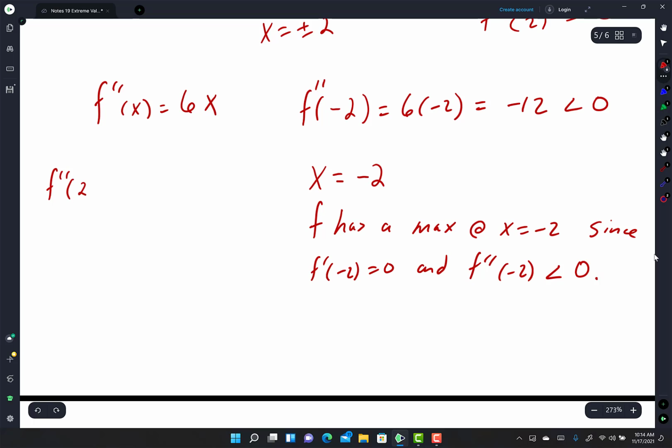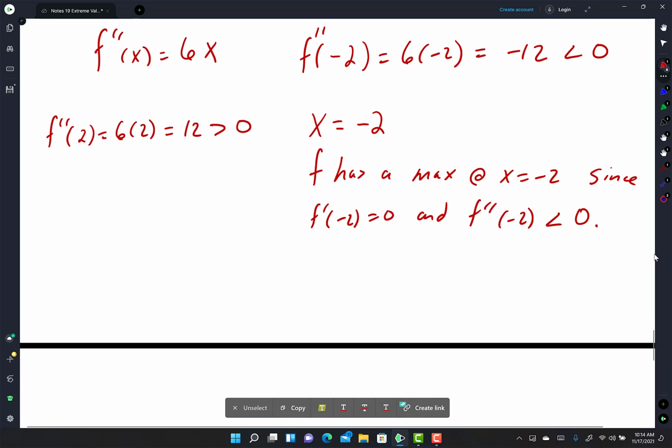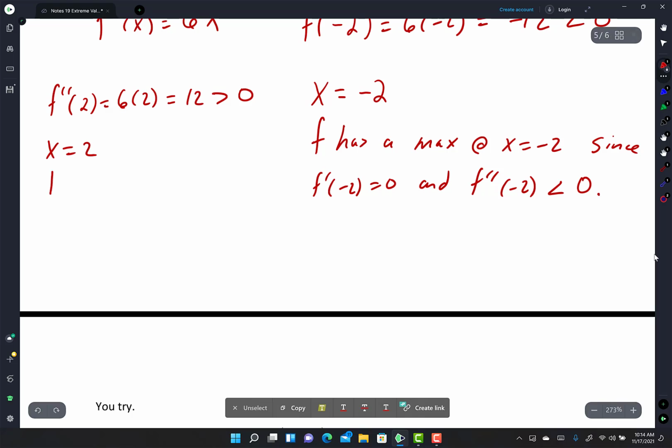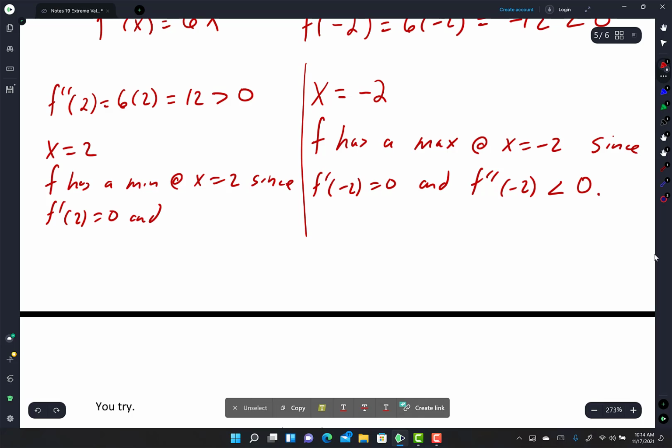F prime prime at 2 equals 6 times 2, which is 12, which is definitely bigger than 0. So what does that tell you about x equals 2, f of 2? So you're concave up, it's a local min. So I'm going to write since f has a min at x equals 2, since f prime of 2 equals 0 and f prime prime of 2 is positive. And there it is, that's full credit.